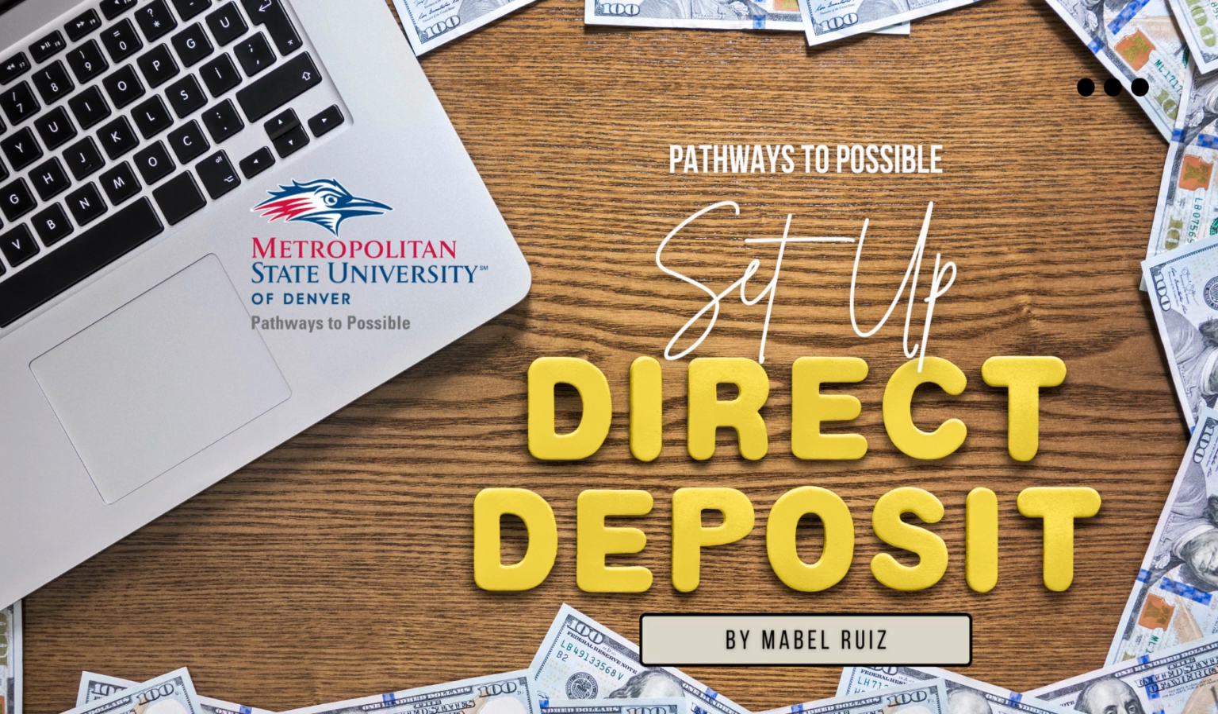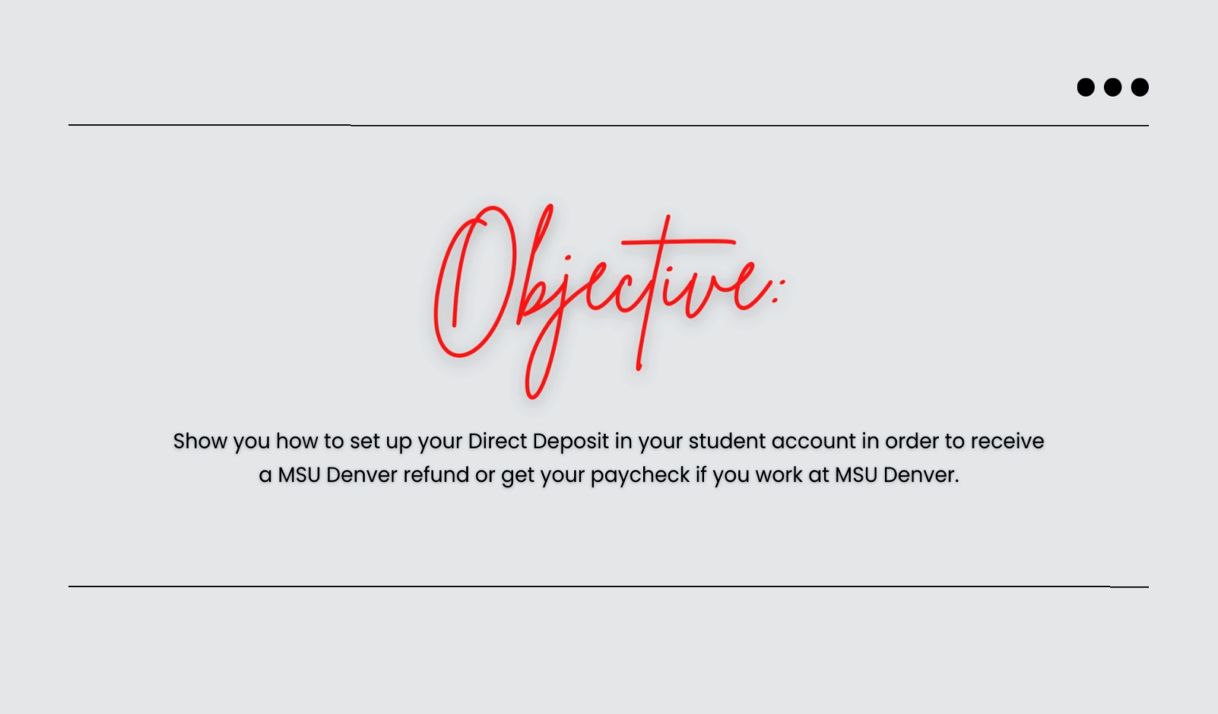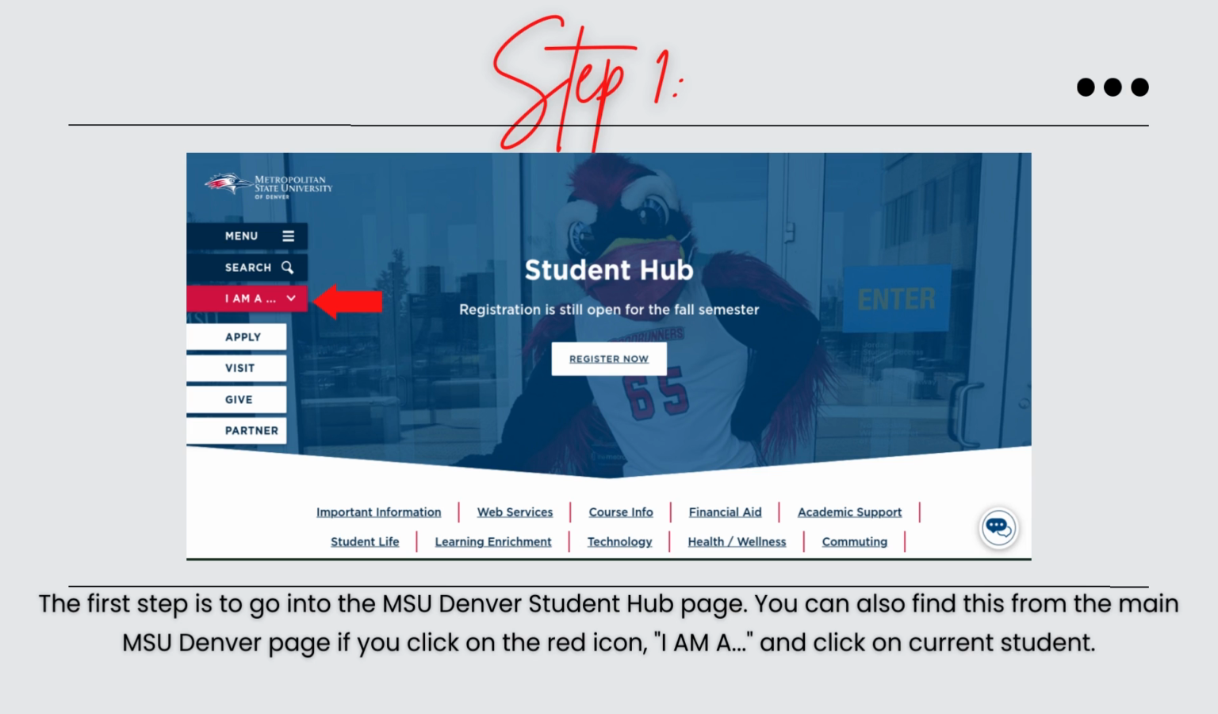Talking about how to set up our direct deposit. So the objective of this video is to show you how to set up your direct deposit in your student account in order to receive a MSU Denver refund or get your paycheck if you decide to work at MSU Denver. The first step is to go into the MSU Denver Student Hub page.